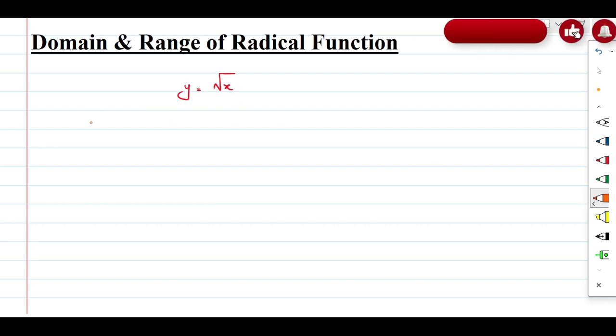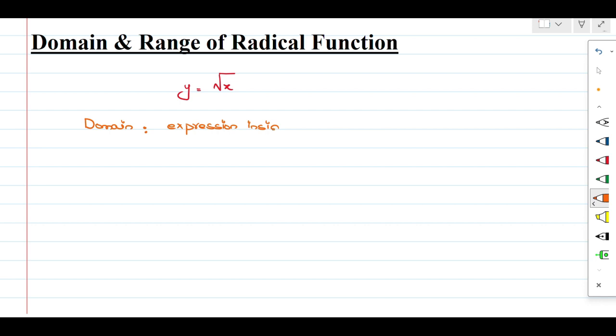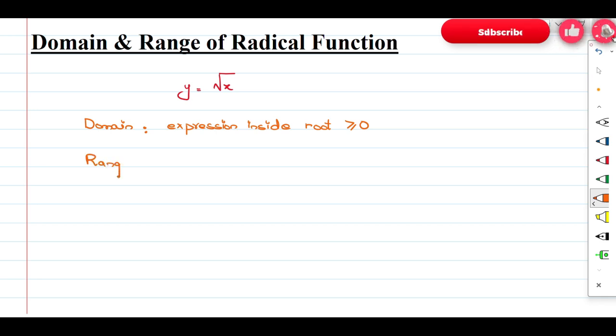Now the domain for that radical function: to get the domain, we can say the expression inside the root should be greater than or equal to 0. You will get the domain, and the range is always y greater than or equal to 0, right?